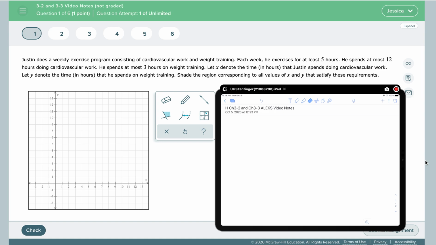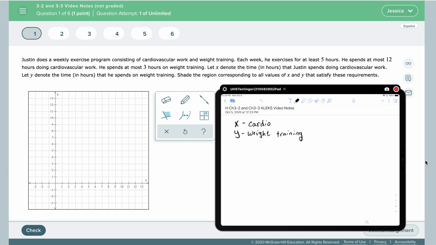All right, now as we are reading it, it is telling us that X is time for cardio, and then our Y represents the time that they spend weight training. So I'm just making a note of that to myself, so when I set up my equations, I know that they're going to be correct.